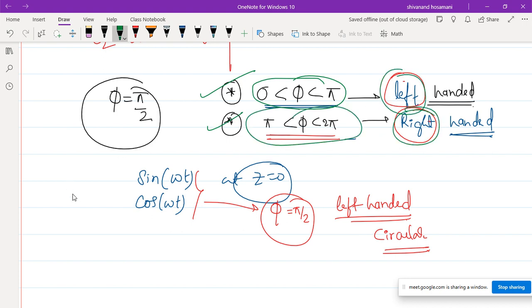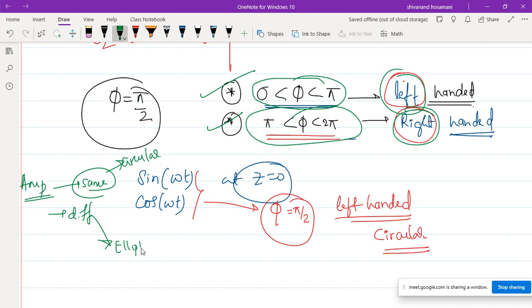Based on the amplitudes, if the amplitudes are the same, then it is circularly polarized, and if they are different, then it is elliptically polarized. Is that clear? So this is how the polarization problems can be solved.